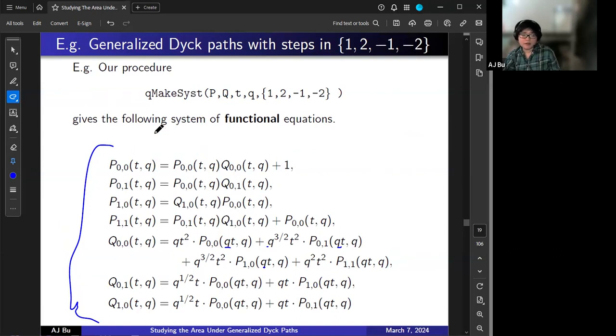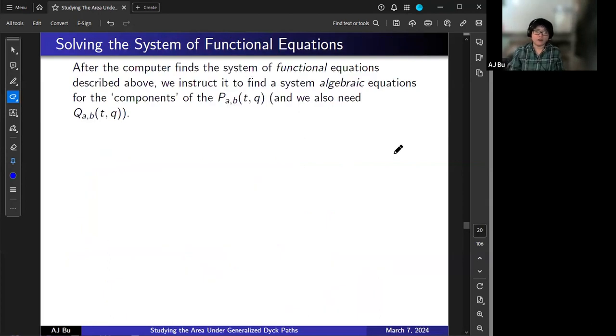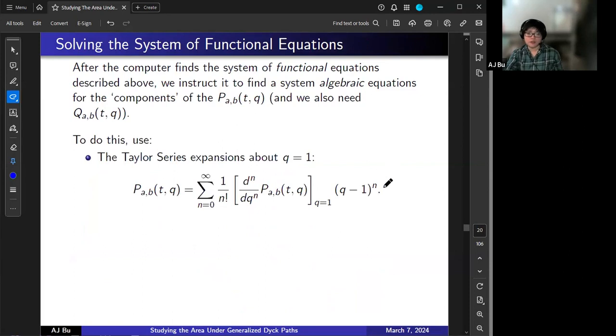But then we need to think about how we get from this to the actual expression that we want. So after we find the system of functional equations, we're going to have the computer find a system of algebraic equations for each of the components, P sub AB and Q sub AB. So to do this, we're going to use 2 things.